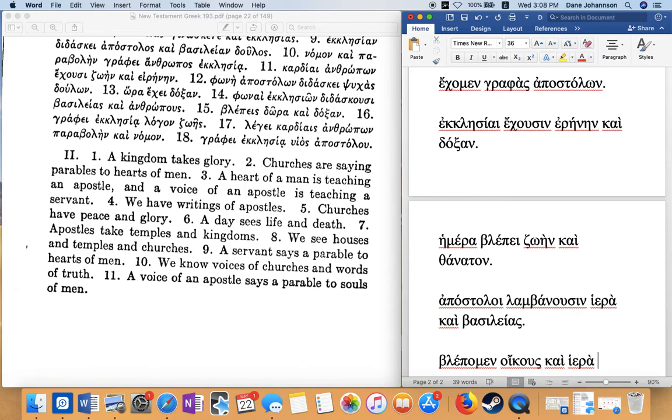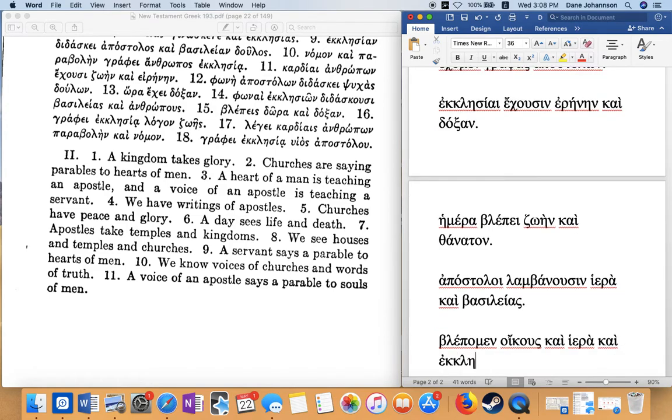Number eight. And churches. Okay. Kai ekklesias, I think. Ekklesian? No, ekklesias, yeah. Ekklesias. Perfect, okay. Blepomen oikous kai hiera kai ekklesias. We see homes and temples and churches.